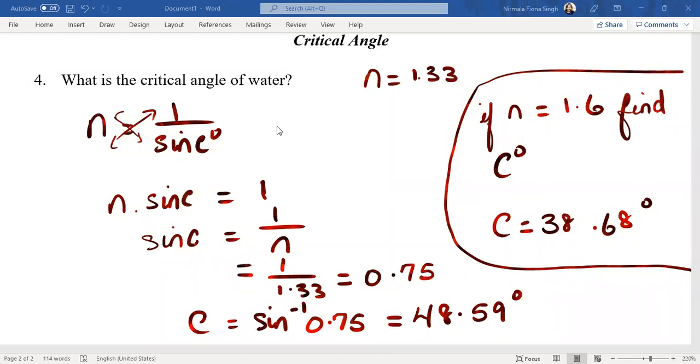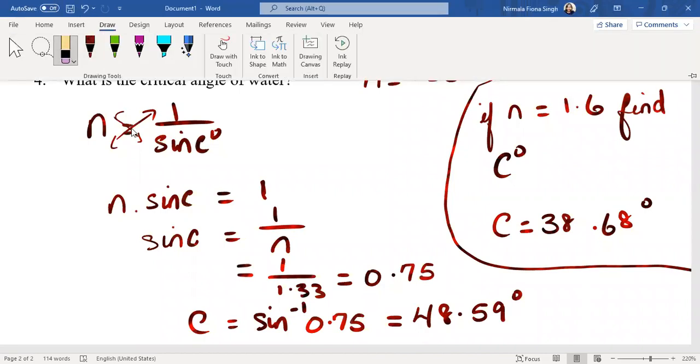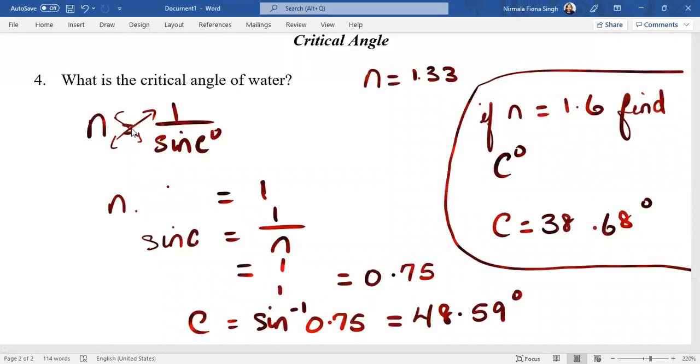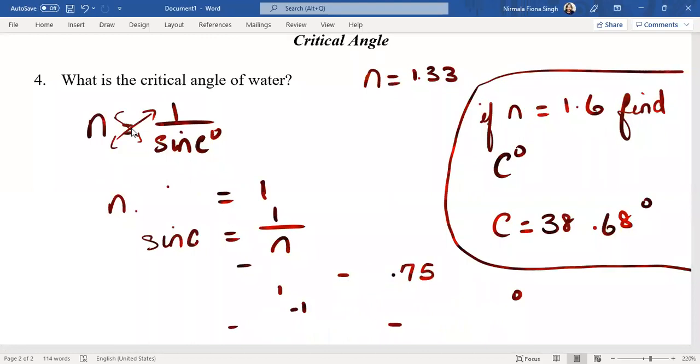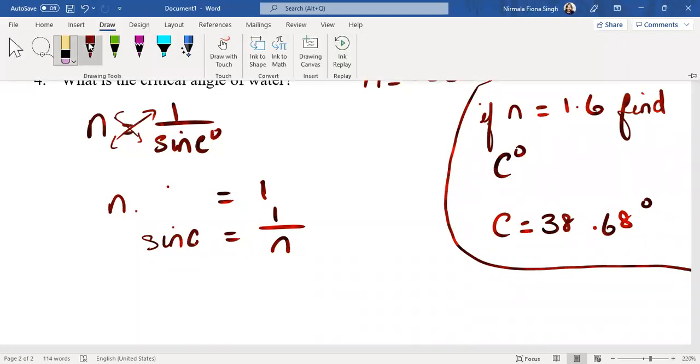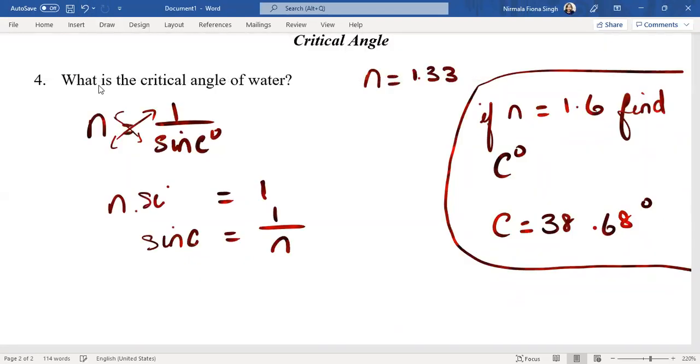All right, so we're doing the question that I just gave on the board. Let's clear the screen. So I have here sine of c is equal to 1 over n. We want to work out c, so it's going to be 1 over 1.6. When you work that out, you're going to get 0.625.